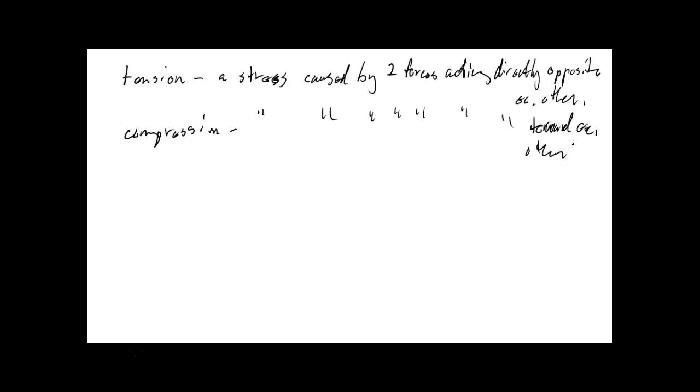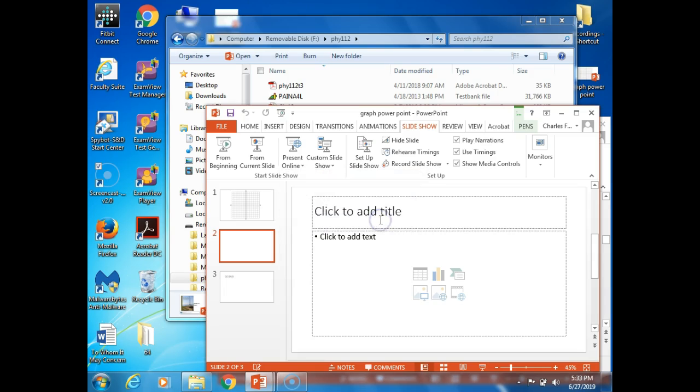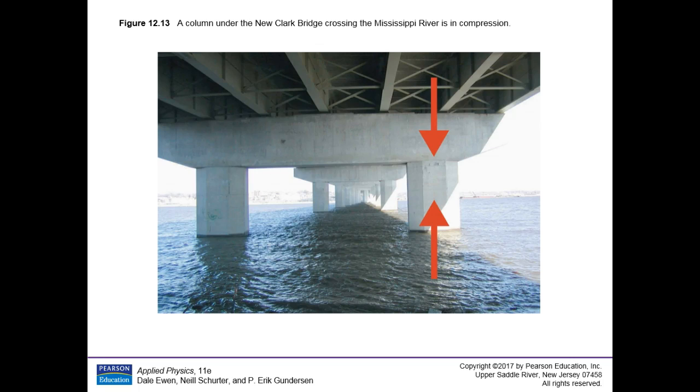Okay, so whereas a tension is away from each other, the compression is toward each other. That's a compression. Now, I'm going to get out of this for just a moment, and actually, this is the easiest way, and we'll go to this one. And here's figure 12.13 in the text.